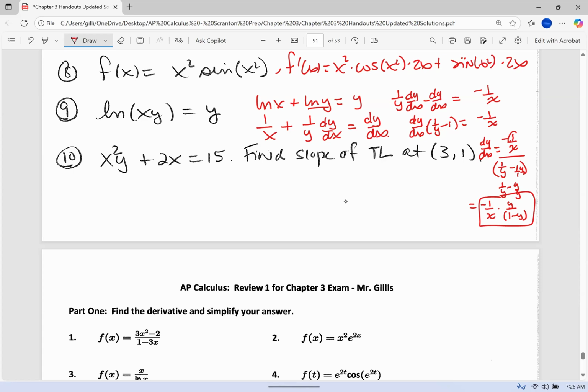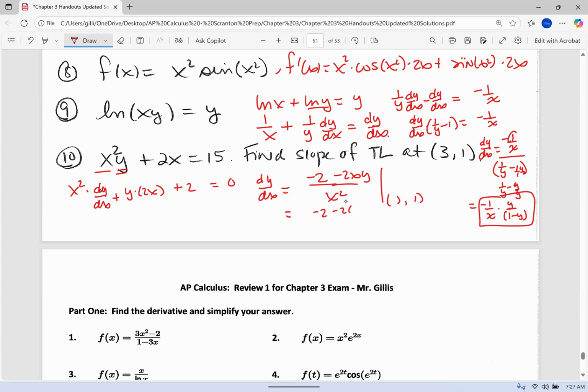And here, last but not least, to finish it out, this is a product rule, so it's x squared times dy dx plus y times 2x plus 2 equals 0. And then just easily, guys, dy dx equals, subtract over the 2xy, and then just divide by that measly x squared there. And then just sub in 3 and 1. So when x is 3 and y is 1, there's my slope, -2, right? Minus 6 over 9, I'm getting is -8/9.